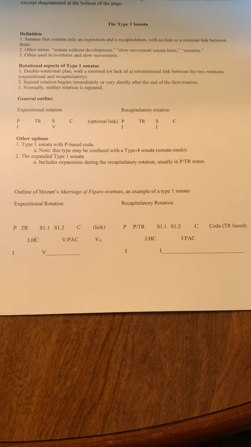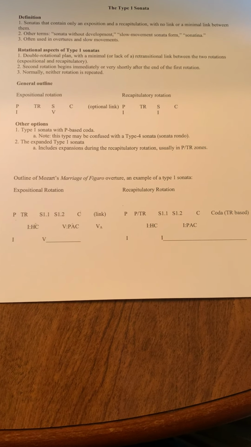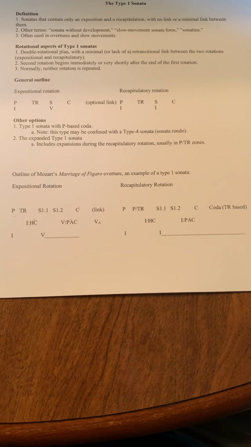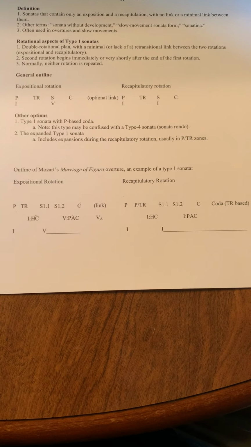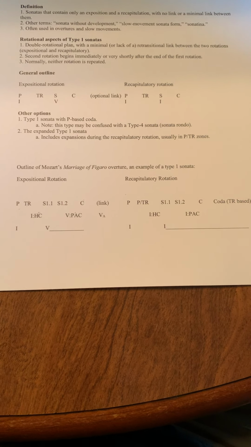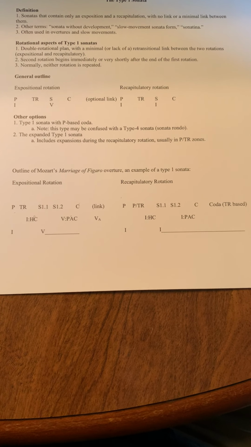When thinking about the Type 1 Sonata, you'll notice, especially in these fast tempo movements, that really what you're presented with is a bunch of colorful themes. It lacks some of the seriousness that you might associate with a full-on Type 3 sonata. And so Type 1 sonatas are usually fairly simple affairs.